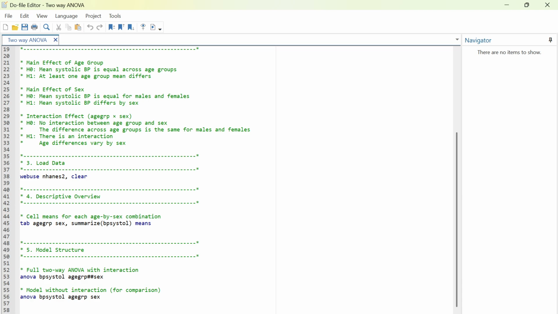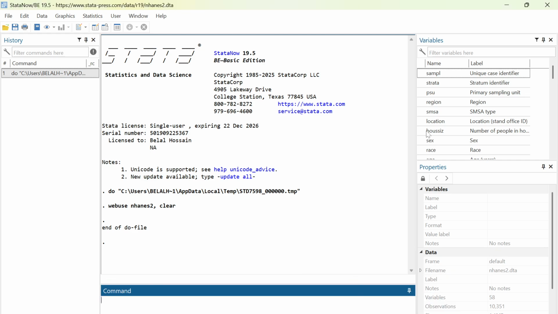So first, let's load the data in our Stata interface. The data set that we have used previously is Enhanced2, which is basically the public health data set, available online. So we use webuse Enhanced2, which is the name of the data set. That loads our data into Stata. You can see all the variable names over here, and then you have this data interface.